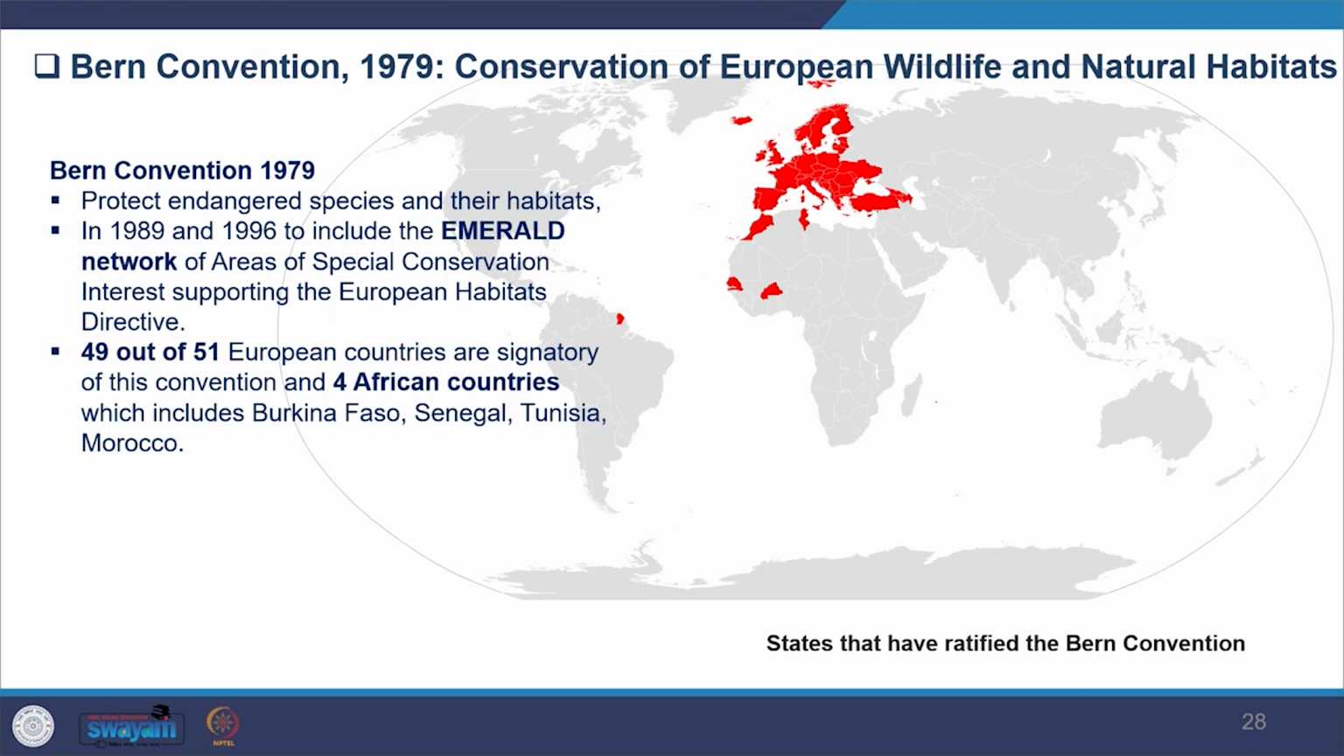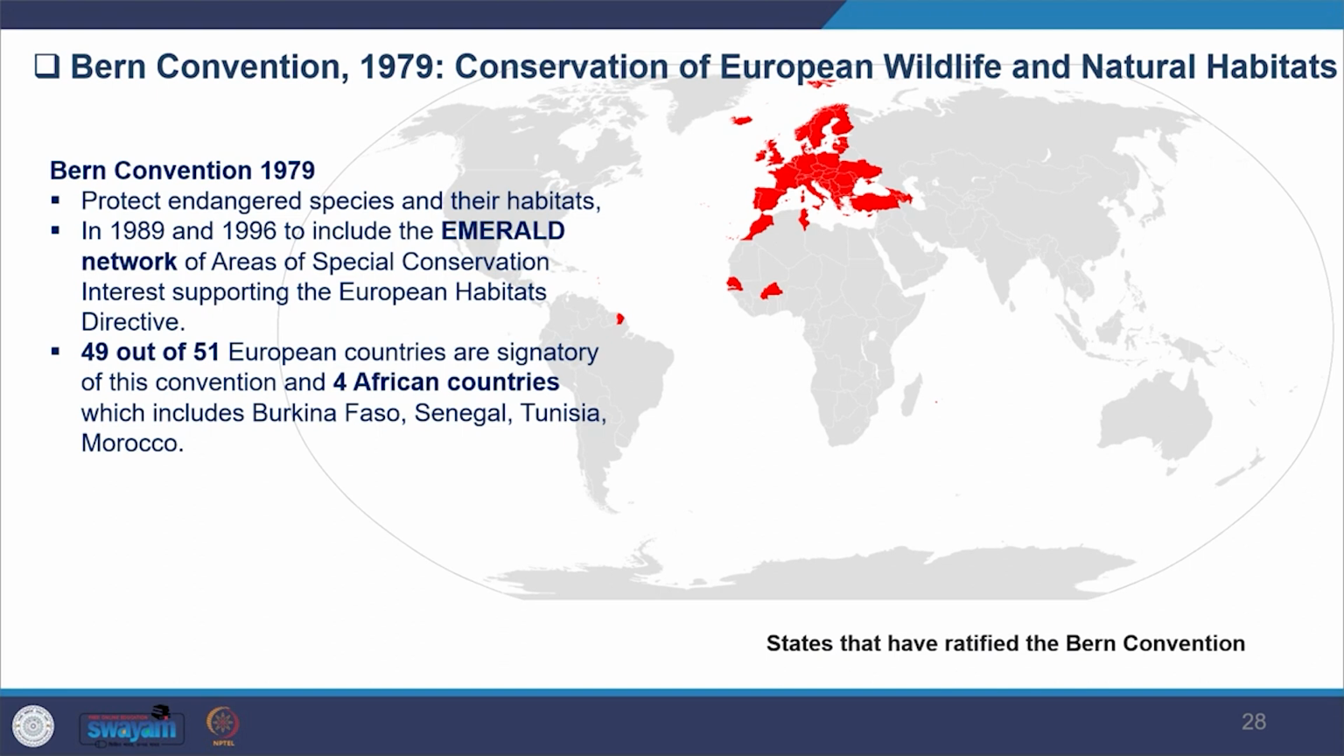Thereafter, we see the Berne Convention on the Conservation of European Wildlife and Natural Habitats, 1979. This one aims to protect endangered species and their habitat. It later included the Emerald Network of Areas of Special Conservation Interest, supporting the European Habitat Directives. So with that, it added the Emerald. And what is Emerald? The Emerald network is an ecological network made up of areas of special conservation interest, and its implementation was launched by the Council of Europe.